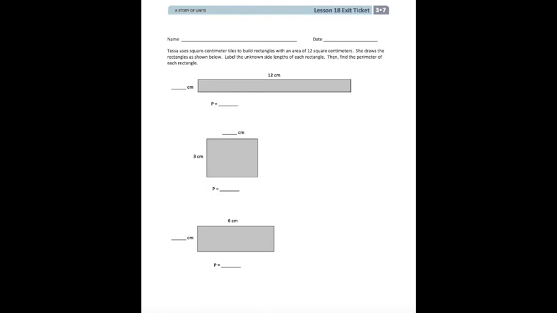Go ahead and get the Lesson 18 exit ticket in front of you, ready to go, and then the timer will begin, and we can go over it after.